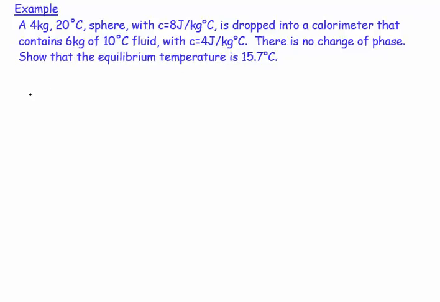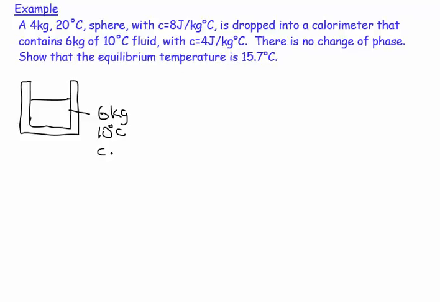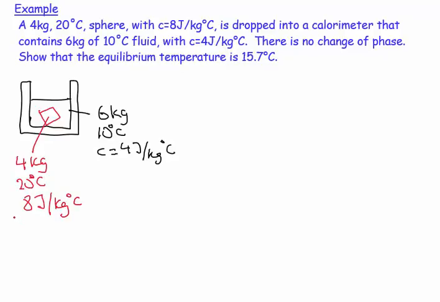0.7 degrees C. So what I'm envisaging basically is having a calorimeter, a big insulated cup, and I have some fluid in here, 6 kilograms, and this is 10 degrees C, and my specific heat equals 4 joules per kilogram degree C. I have an object that I'm going to drop into the fluid, and this object is 4 kilograms, at 20 degrees C, and its specific heat is 8 joules per kilogram degree C. And there's no phase change.